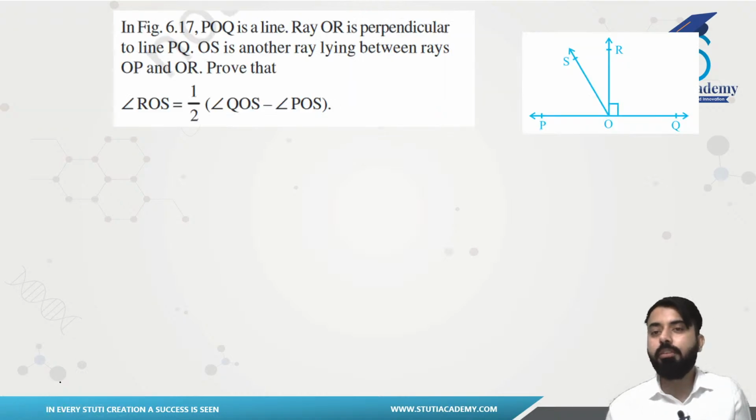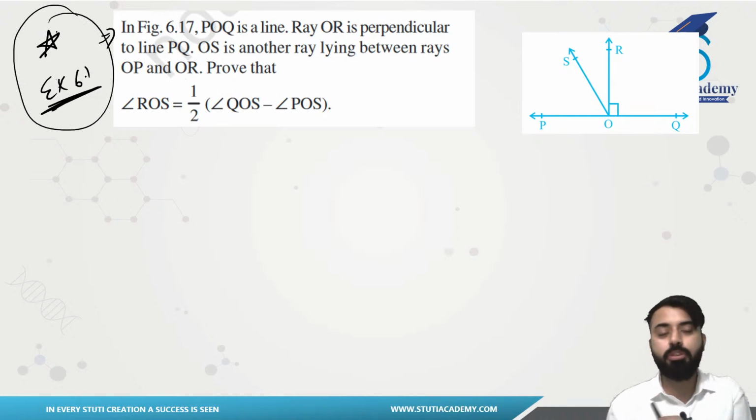Now let's see what we have next. It is an important question. Remember, this is very important from your exercise, I guess 6.1. This is quite an important sum. You cannot skip this. This has been asked. This is the most favorite question for teachers if they want to put a question from exercise 6.1. So remember, you cannot skip this one.